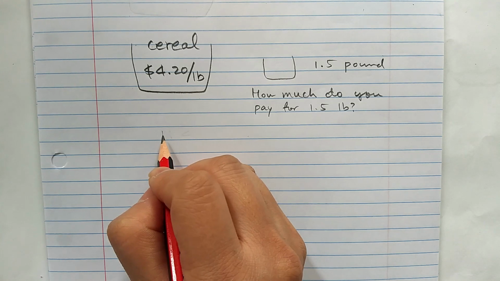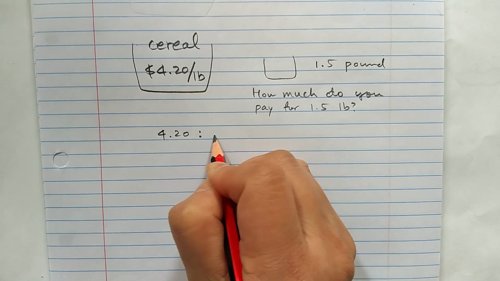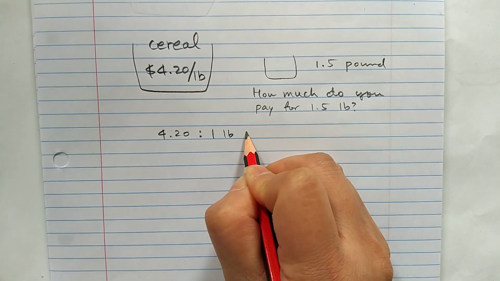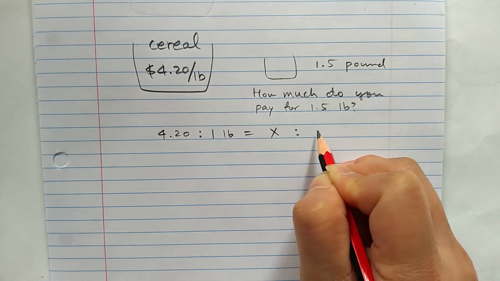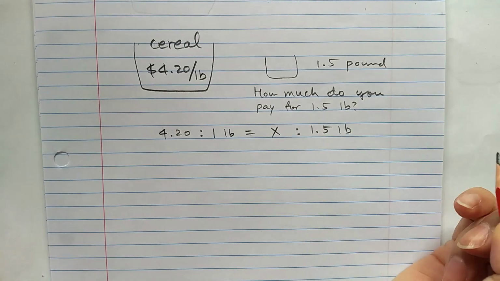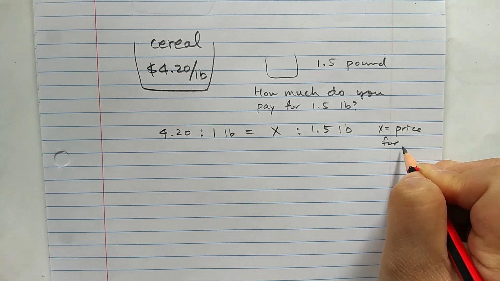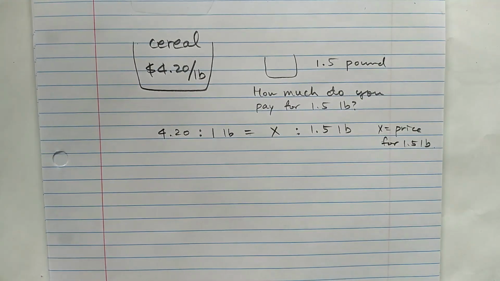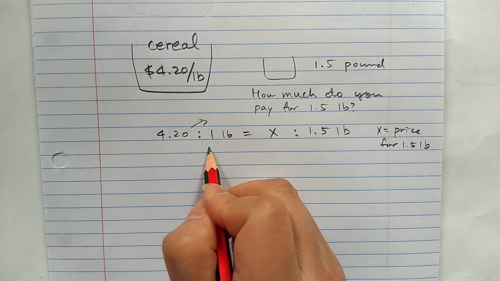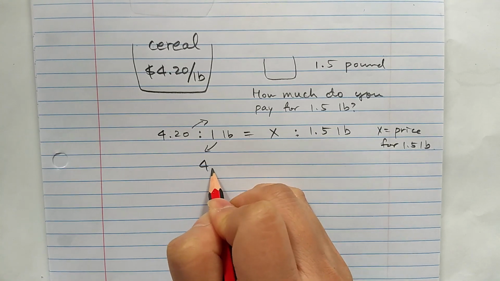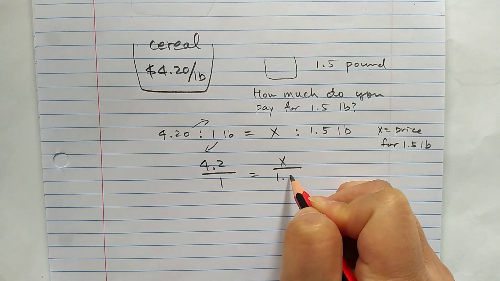Let's set that in the same ratio format. $4.20 for 1 pound is equal to some unknown amount for 1.5 pounds. X here is the price for 1.5 pounds. Change that to a fraction. Tilt this, tilt that. 4.2 over 1 is equal to x over 1.5.